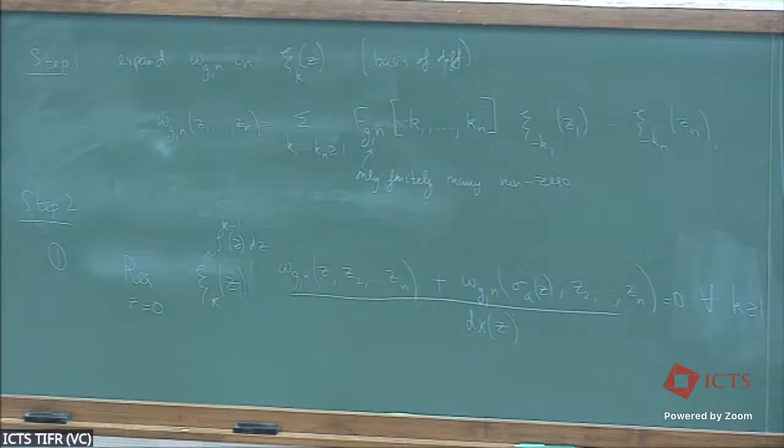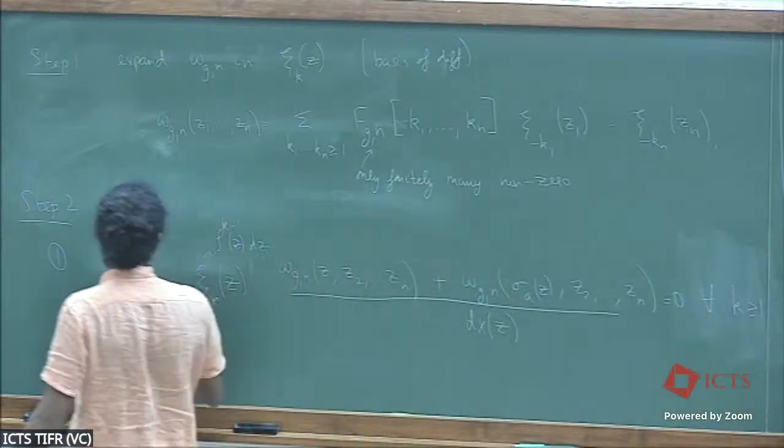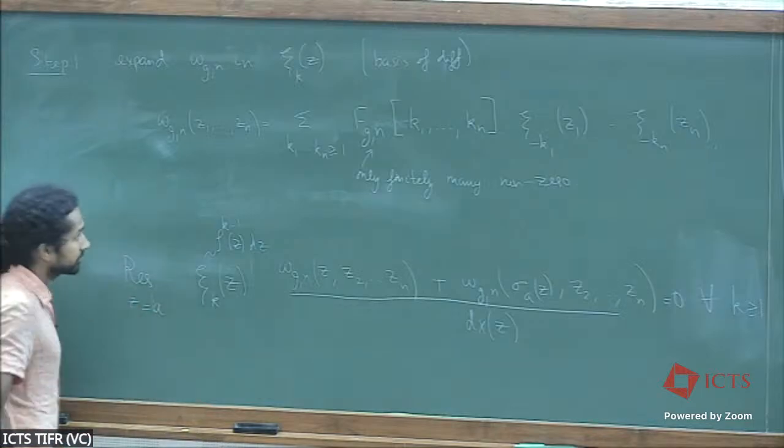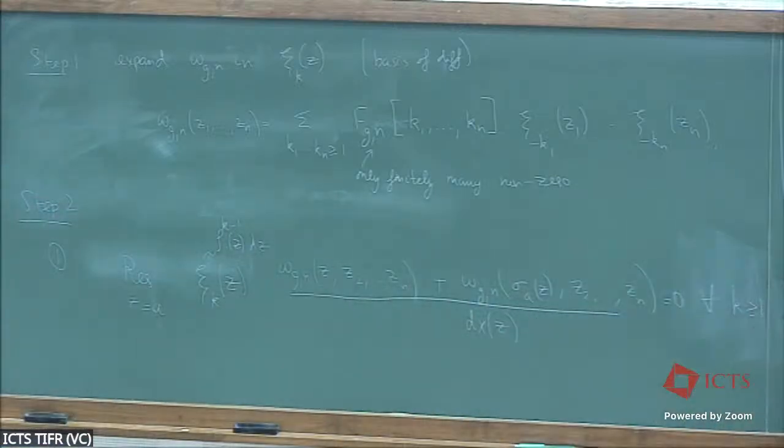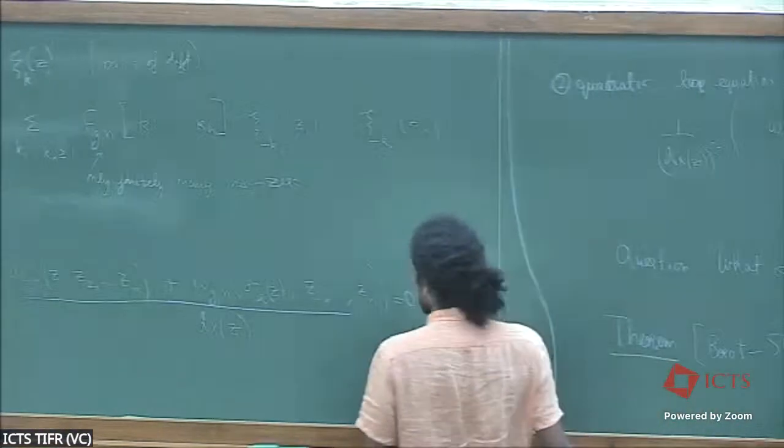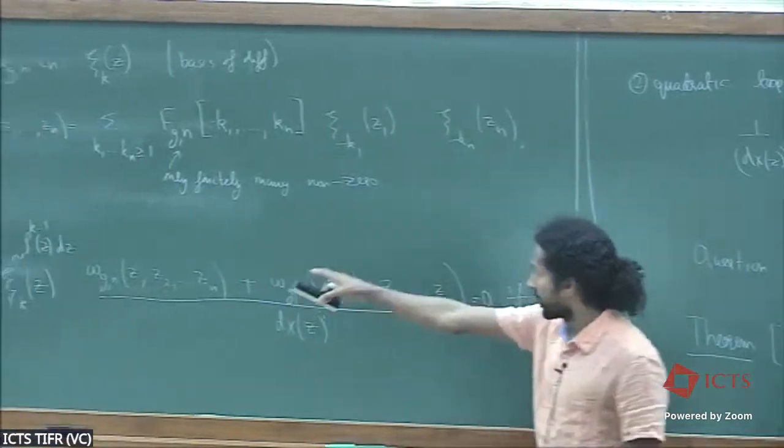Sorry? Residue at A. Yeah, thanks. At A. So I have just a single ramification point now that I call A, and rho is just a local coordinate centered around A.